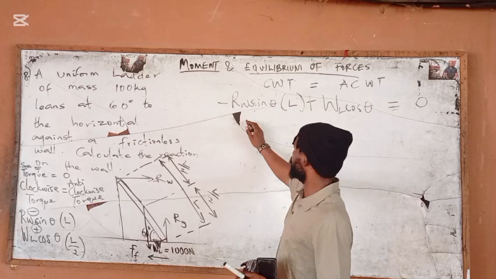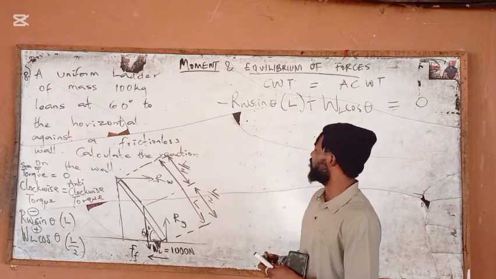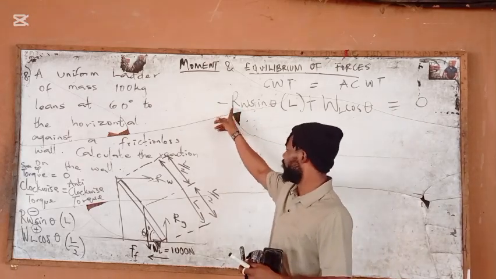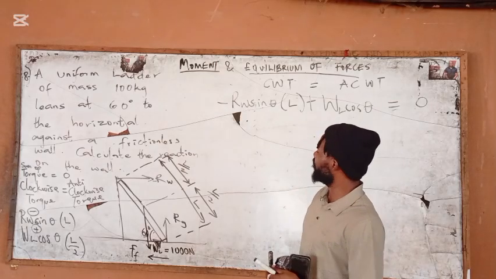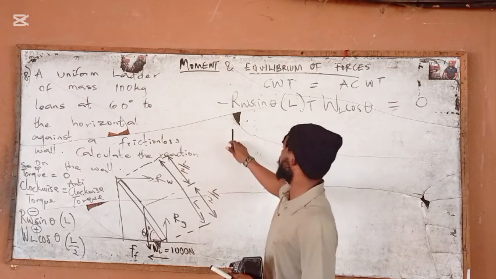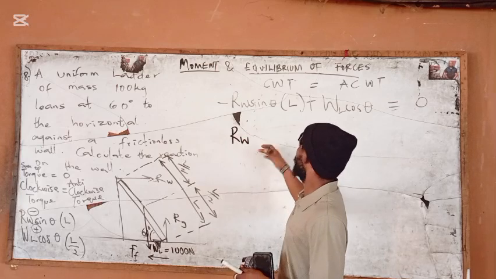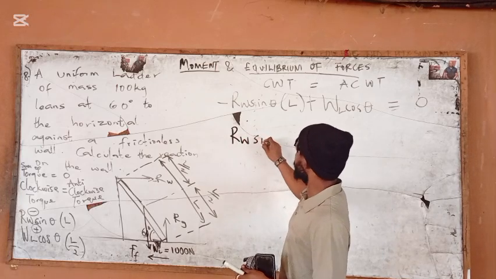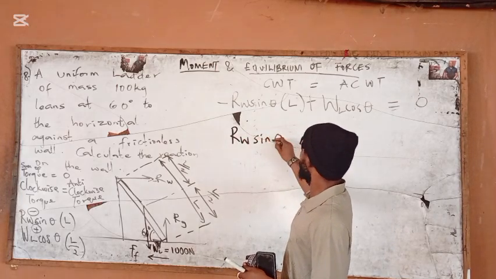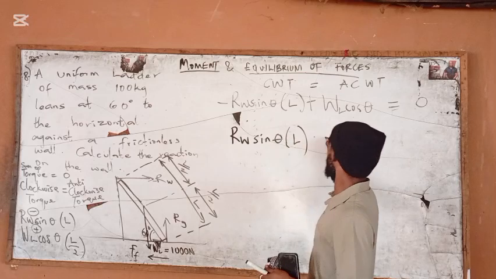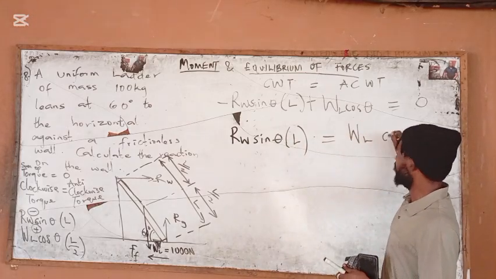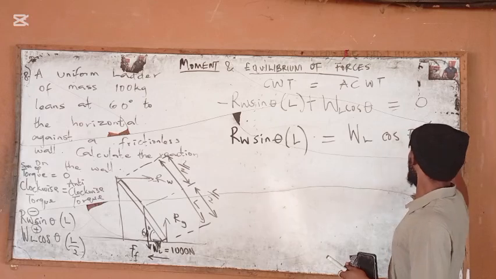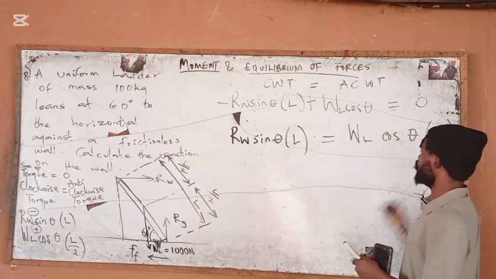So if I'm using that principle, my clockwise is simply RW. And this RW, what did we get it as? That's what we are looking for, right? Yes. Okay, so we just say RW sine theta times L is equal to the weight of the ladder cos theta times L over 2.